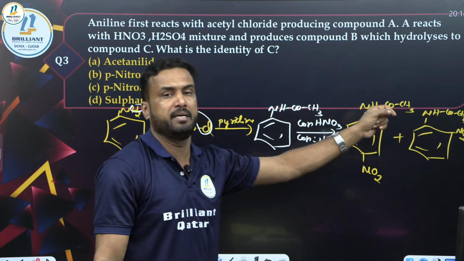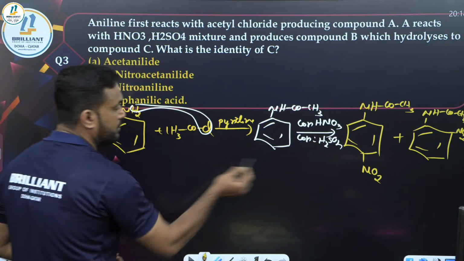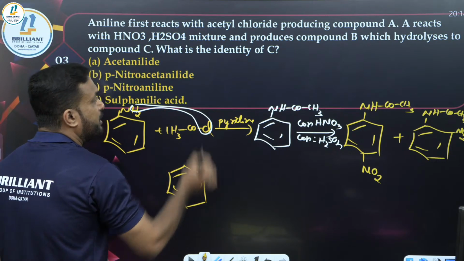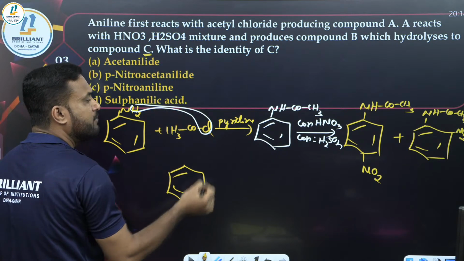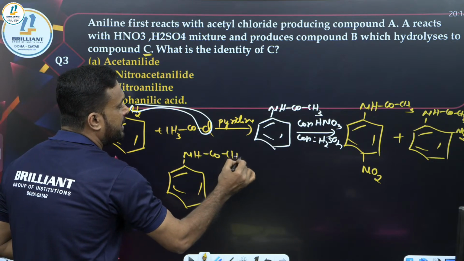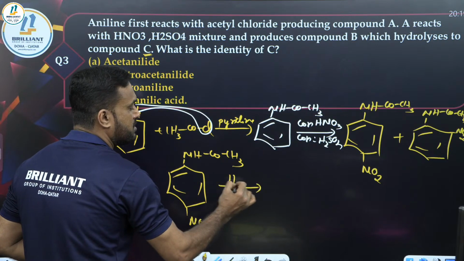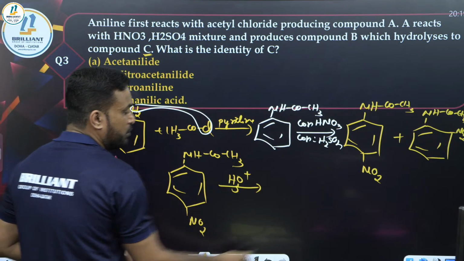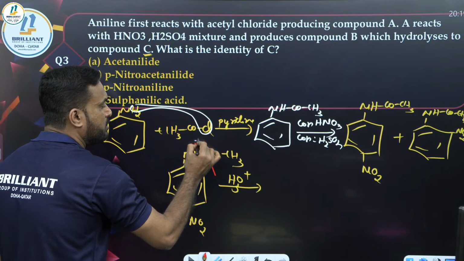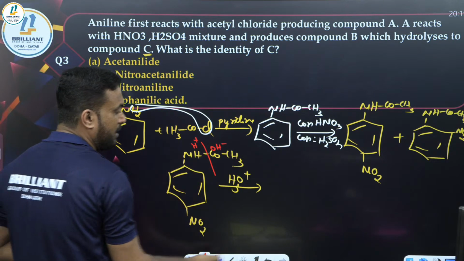Yes, the ortho position you will also get, but only the major one we can consider here. I'll draw the para one, because they are talking about only one compound C, which means the major one. So the major one is NHCOCH3, and at the para position we have NO2. This undergoes hydrolysis with H3O+. When it undergoes hydrolysis, the bond breaks. H+ will go to one side and OH- to the other side.